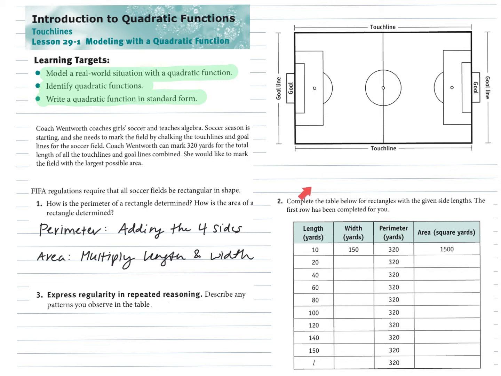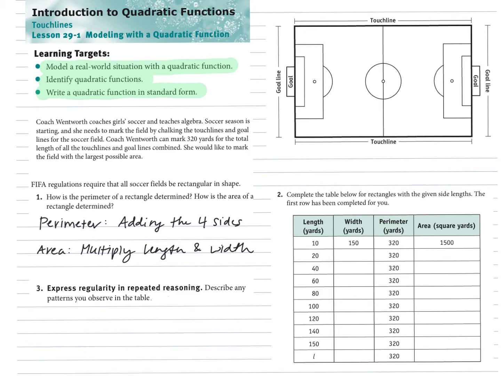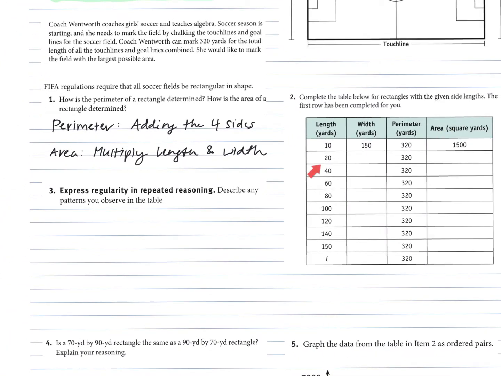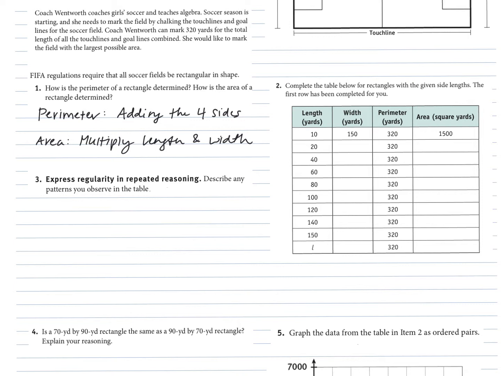We're going to scoot on over to the right so we can see number 2 here. If we scroll down, we're going to be looking at this table right here. Sorry about that. Let's read what that question has to say. It says, complete the table below for rectangles with the given side lengths. The first row is completed for you.